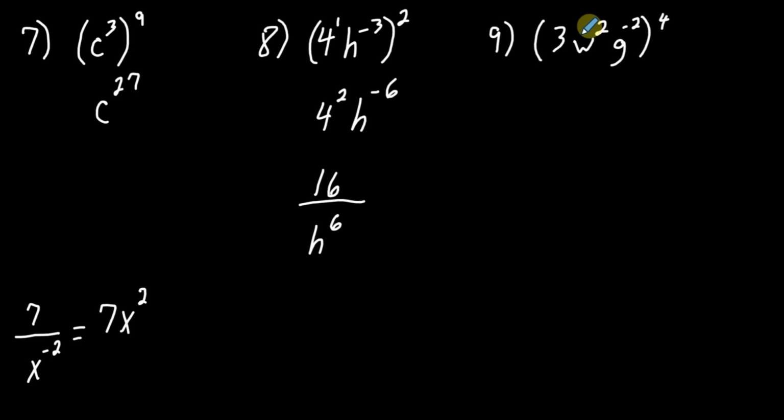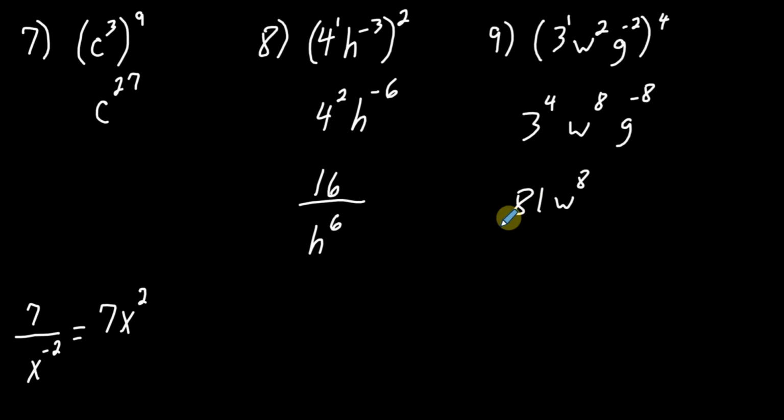All right, so again over here, that 3 is not an exponent. I want to multiply the exponents, so I need to fill in my understood 1 there. So I'm going to have 3 to the 1 times 4. I have w to the 2 times 4. And then I have g to the negative 2 times 4, which is negative 8. All right, so 3 to the 4th, it's 3 times 3 times 3 times 3. It's 81. W to the 8th is positive.